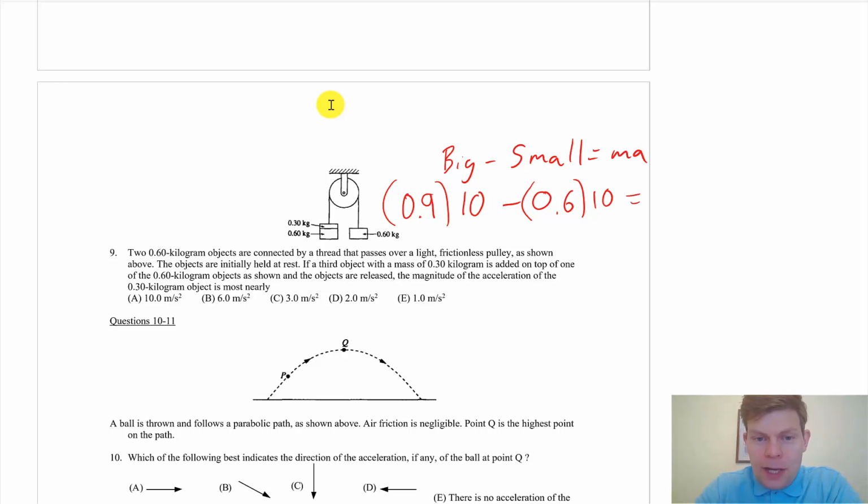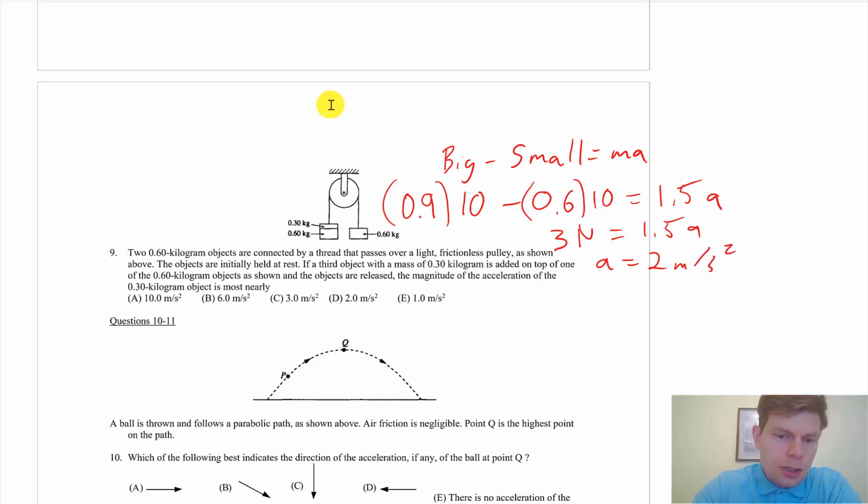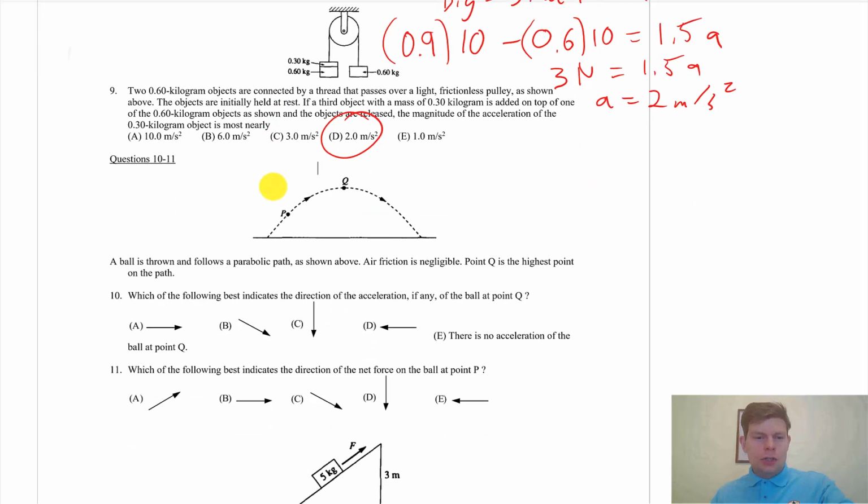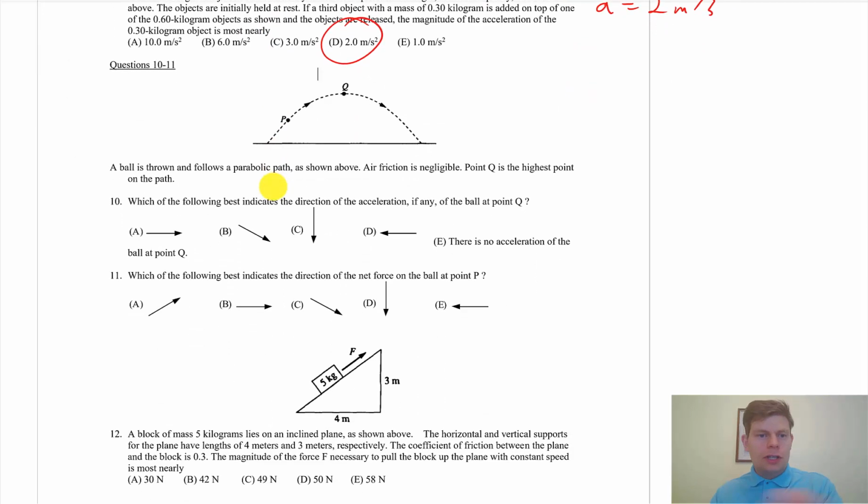And that's going to equal our total mass, which in this case is 0.6 plus 0.6 plus 0.3, which is 1.5 times A. So we have a total force of 3 newtons equals 1.5 times A. So our acceleration is just 2 meters per second squared. And we are done. And then I'll maybe just do 11 here because these work together.